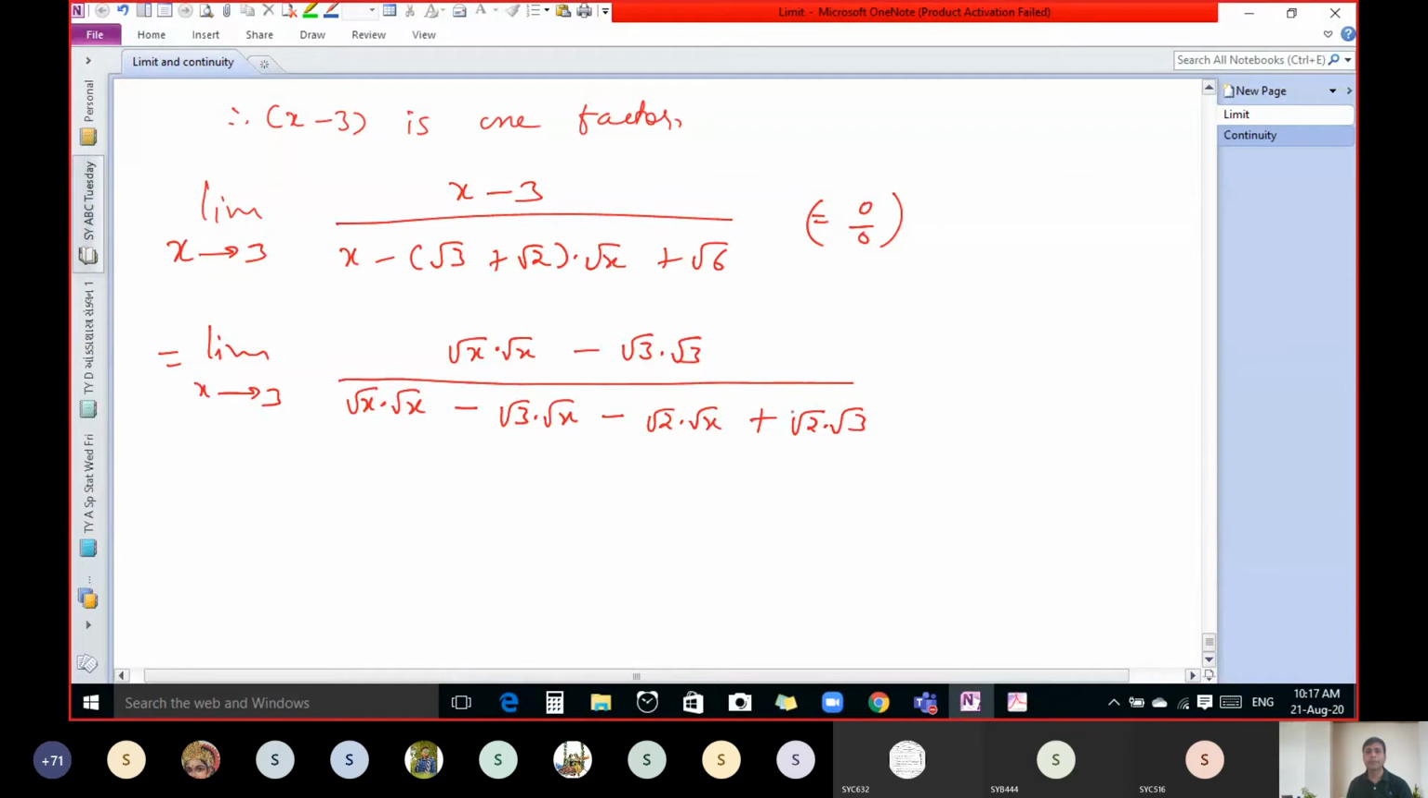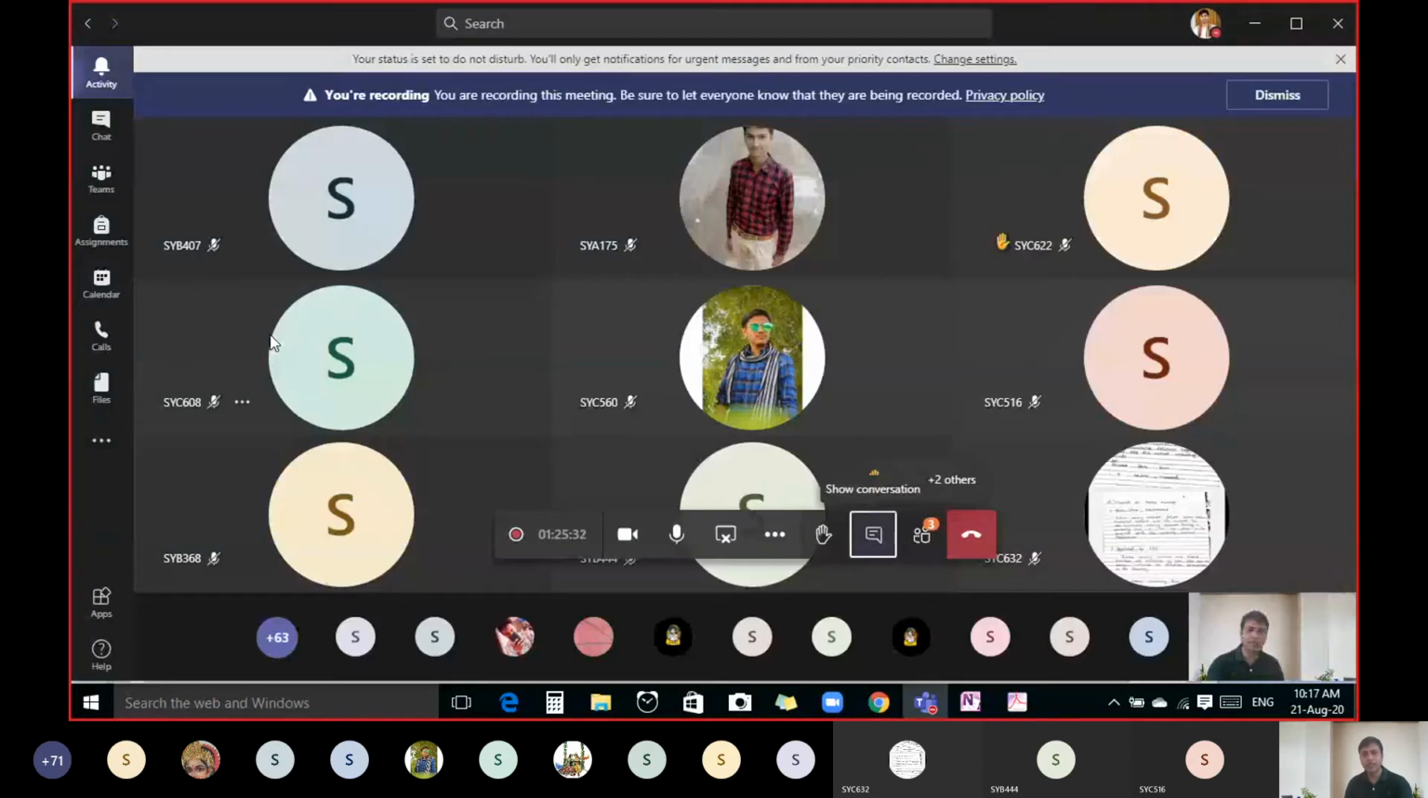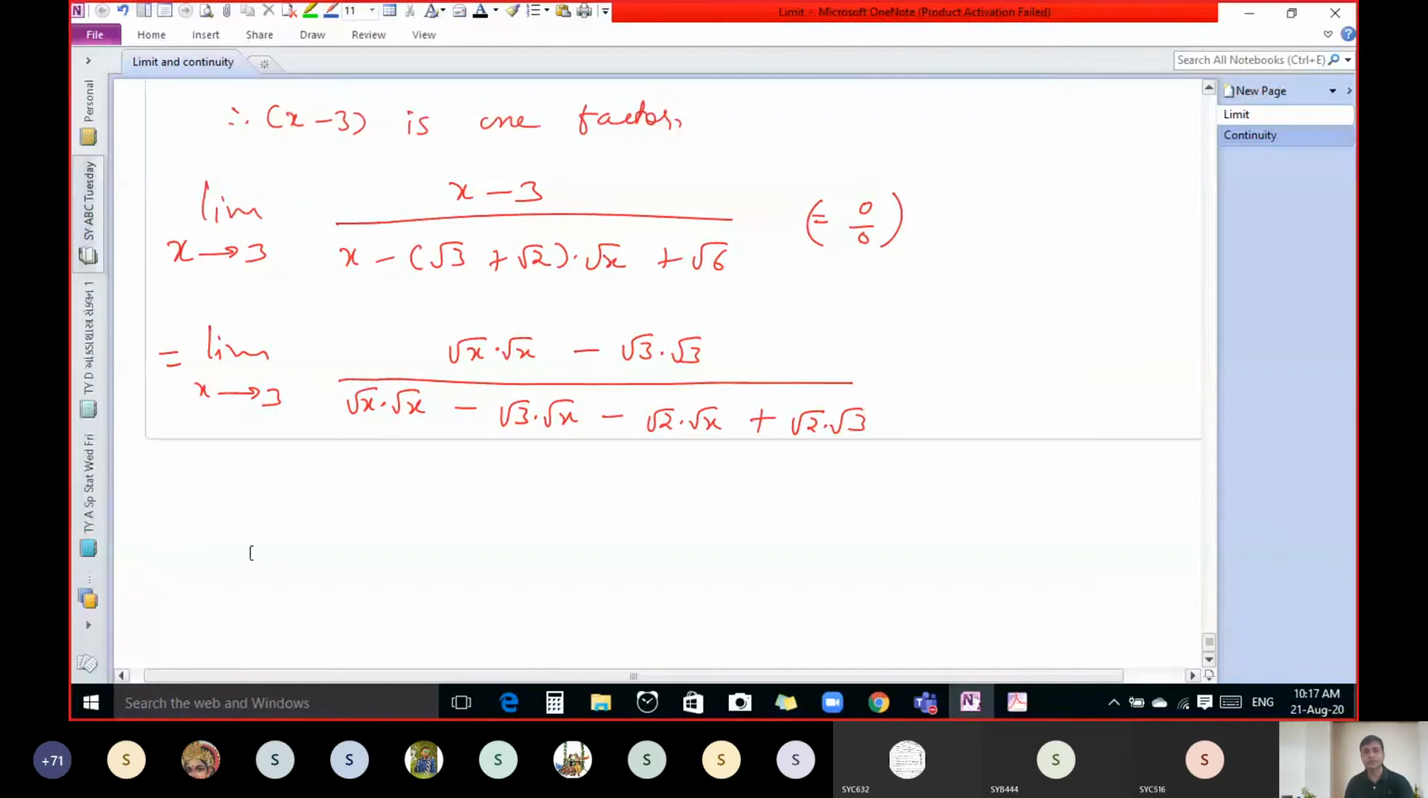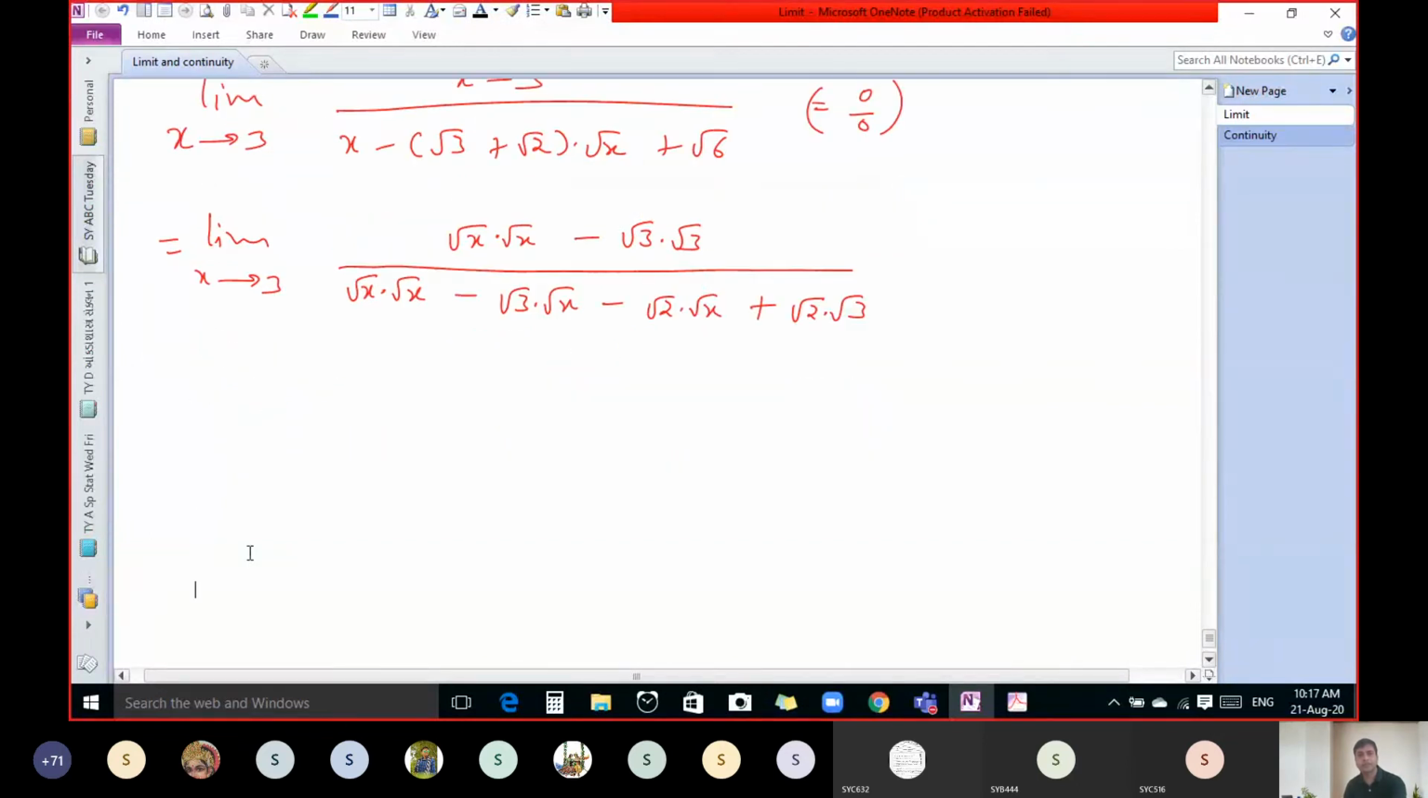In this particular step, because it is slightly tricky, if any of you have any problem, let us discuss that first and then we will continue. Any student have any problem in this step, check it. Instead of x, it is root x into root x. Instead of 3, it is root 3 into root 3. And if we open the bracket, we get root 3 into root x here, root 2 into root x, and the sign will change. Instead of x, root x into root x. Instead of root 6, root 2 into root 3.